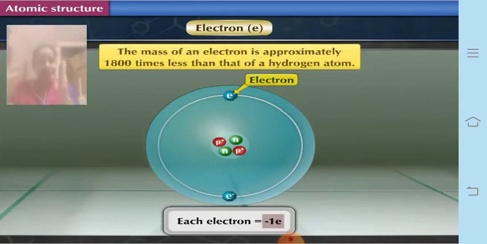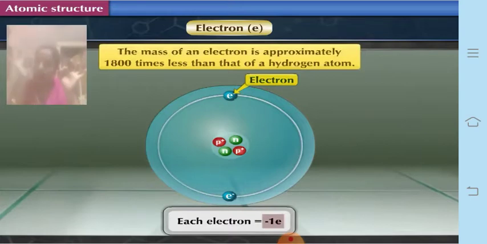So you can imagine that the hydrogen atom itself has a mass of around 1 proton, and 1 proton carries a mass of 1.66 × 10^-27 kilograms, which is almost approximately equal to the hydrogen atom.